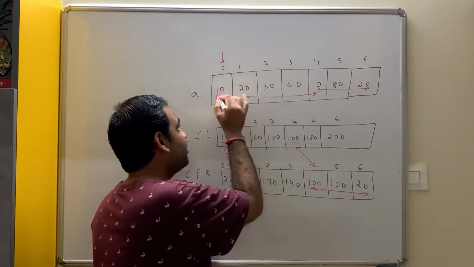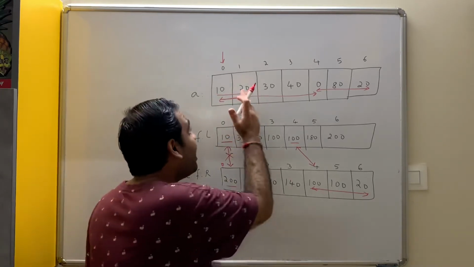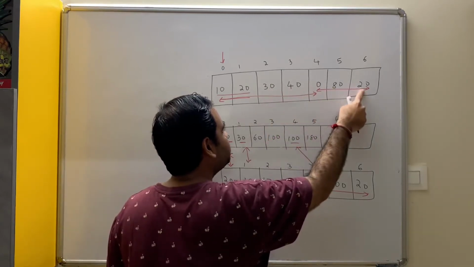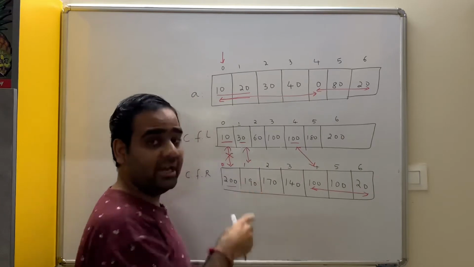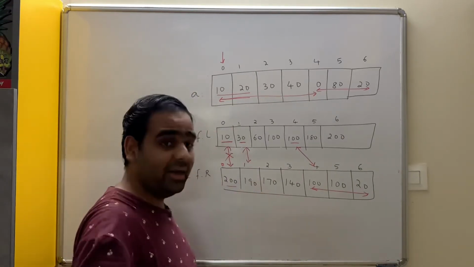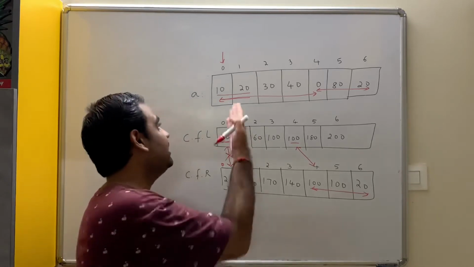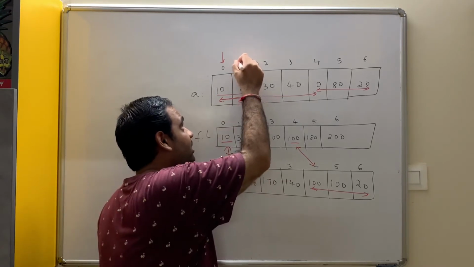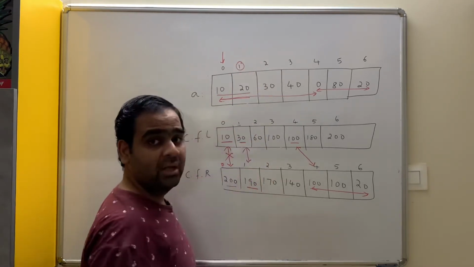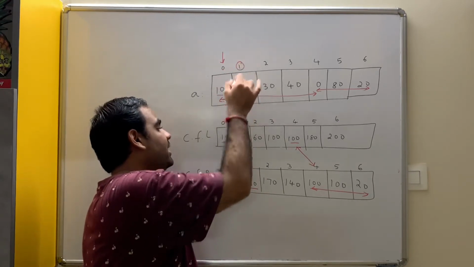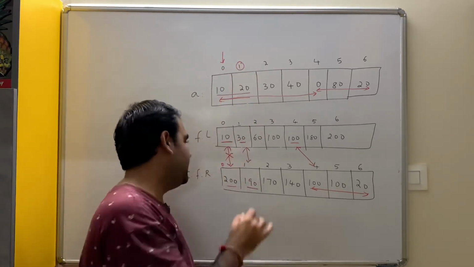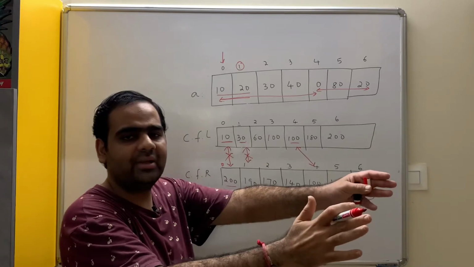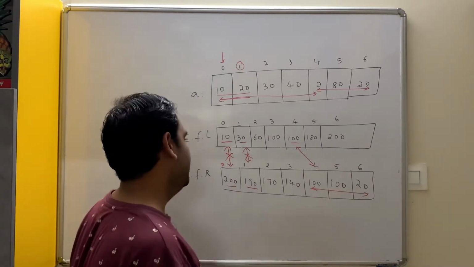The sum from LHS from 0 to 1 is 30, and the sum of RHS of 1. What is the sum of RHS of 1 here? 30 plus 40, 70 plus 80, 150 plus 20, 170 plus 20 is 190. The sum of RHS of index 1 including index 1 is 190. The sum of LHS of index 1 including index 1 is 30. Now is 30 equal to 190? No. That means the sum of LHS of index 1 is not equal to the sum of RHS of index 1. Therefore, it cannot be the equilibrium index.